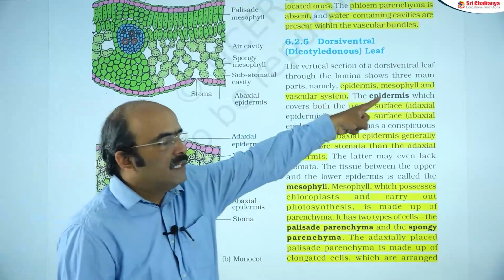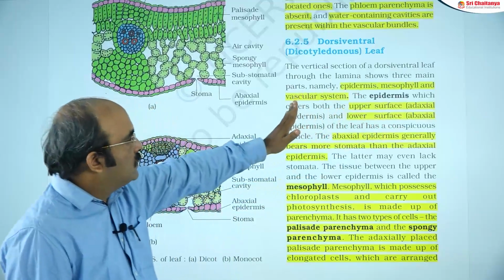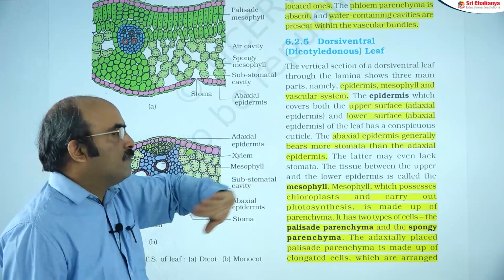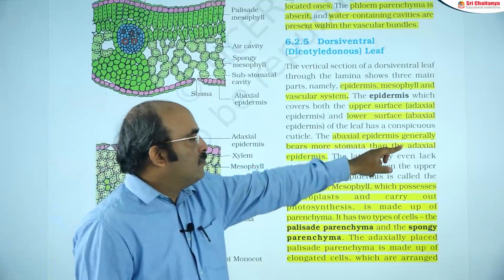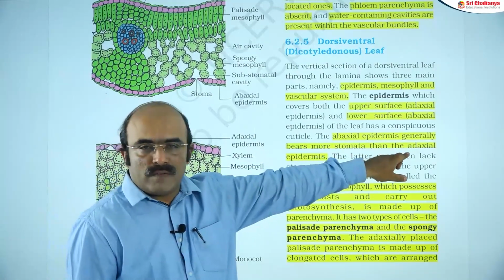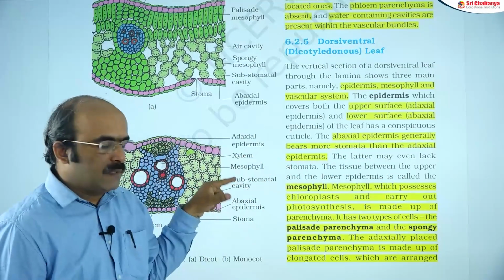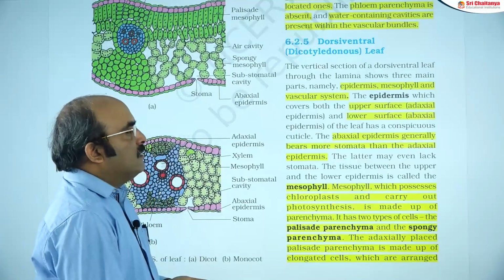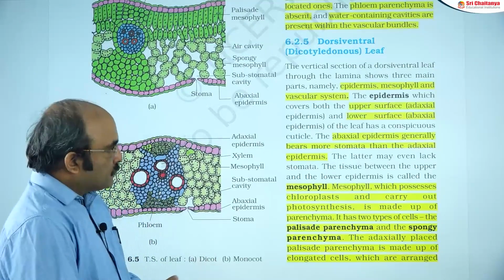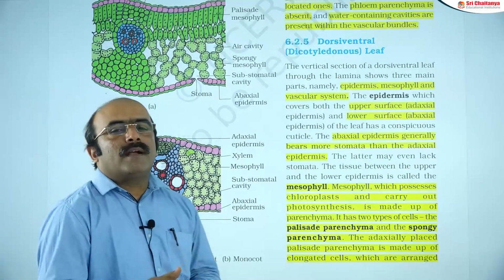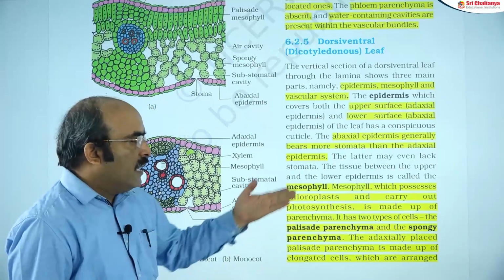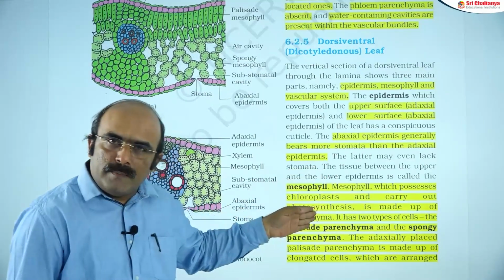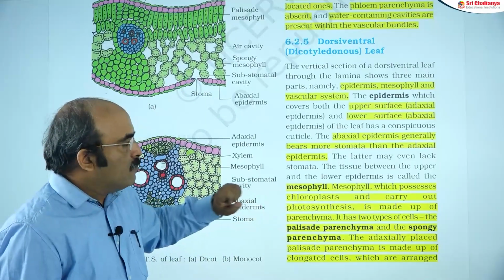One is epidermis, the second one is mesophyll, the third one is the vascular system. So you could now observe that the abaxial epidermis generally bears more number of stomata than the adaxial epidermis. So abaxial, which is supposed to be the lower surface, will have comparatively more number of stomata when compared to the upper surface. And the tissue between upper and lower epidermis will be called the mesophyll.